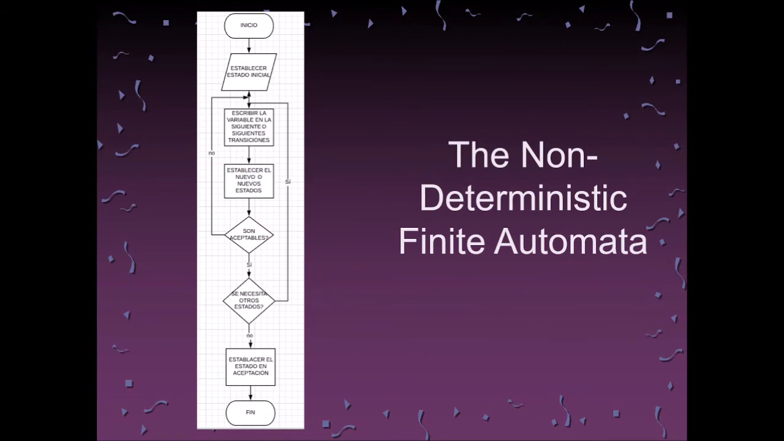The process to solve it is: first, establish the initial state. After, we write a variable in the next transition, or transitions in this case. Then, we ask if it is acceptable or not. If it is false, we return to write a new variable. Else, we ask if we need another state. If it is true, we return to write a new variable. Else, we establish the acceptance state and finish.